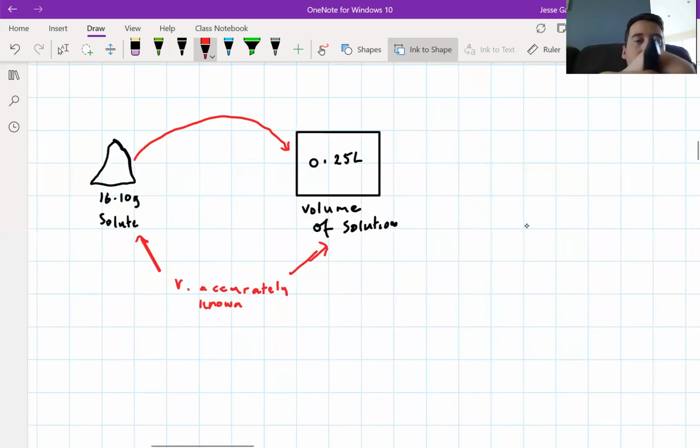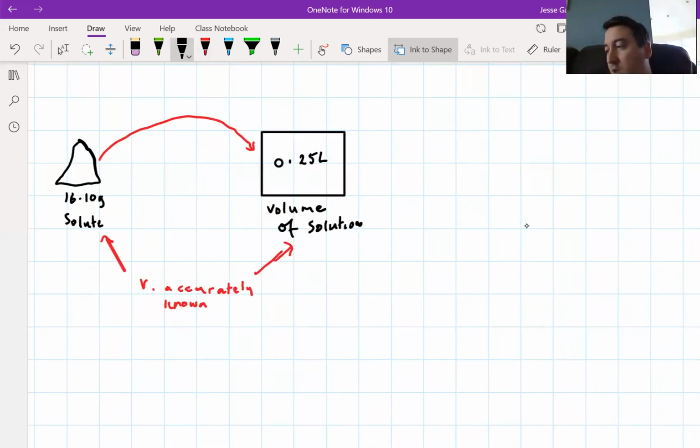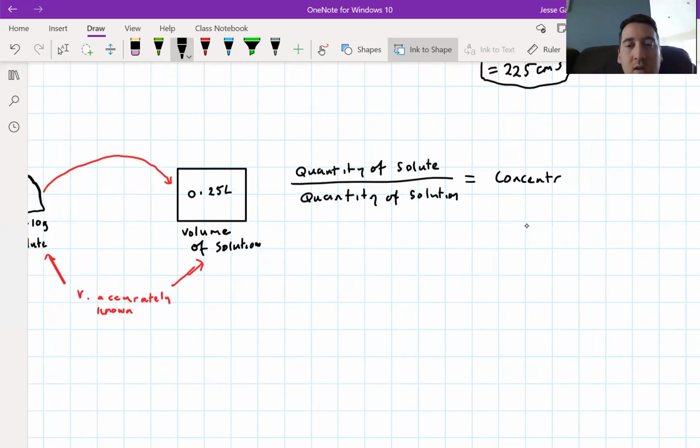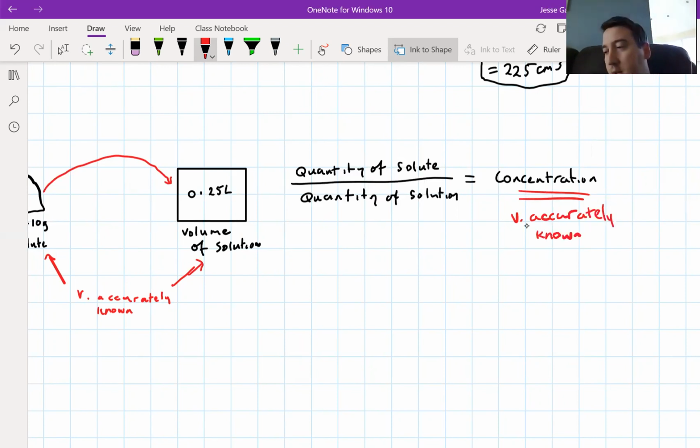Now, of course, we've seen the equation before where we know that if you know the quantity of solute, and you know the quantity of solution, you can work out the concentration. So quantity of solute over quantity of solution will give you the concentration. What we're saying is that for a solution like this, the concentration is very accurately known. You know precisely, exactly the concentration. Now, chemists have a very special name for this type of solution. They call it a standard solution.